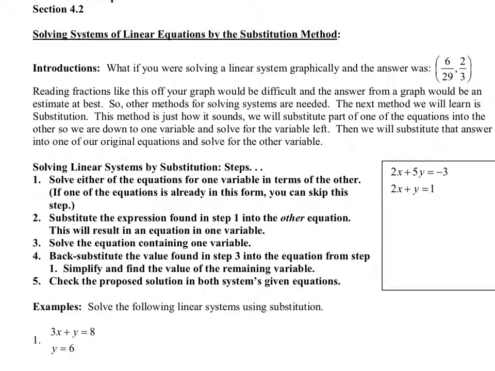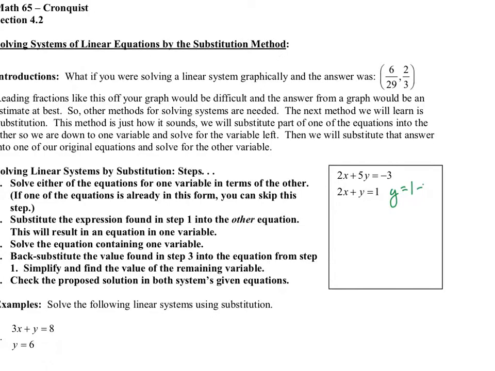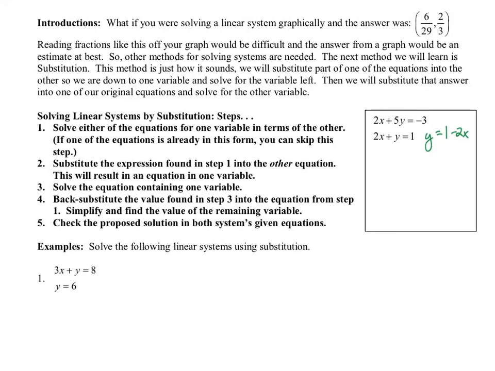All right, solving linear systems by substitution. Step 1: solve either of the equations for one variable. If one of the equations is already in this form, you can skip this step. In other words, if you have x equals 5y plus 3, you could skip it. If I had y equals 3x minus 7, you could skip it. But I don't, so I'm going to show you. This is my demonstration here on the right. The second equation has a y all by itself, so I'm going to change this into y equals 1 minus 2x. Okay. Now I have it in one variable.